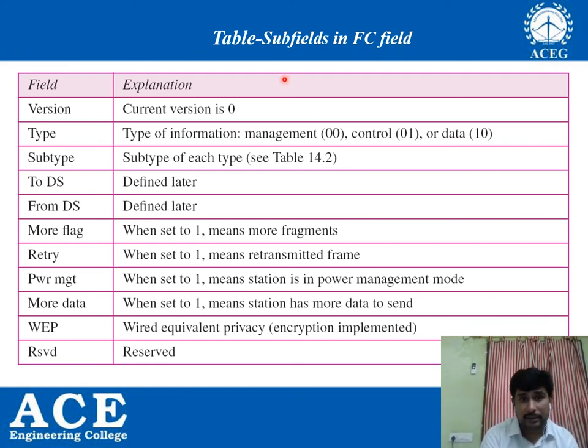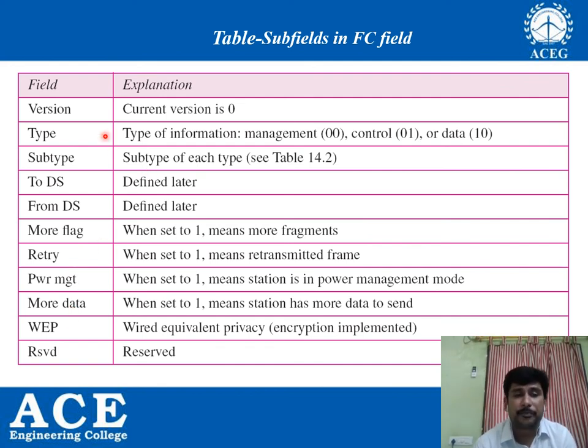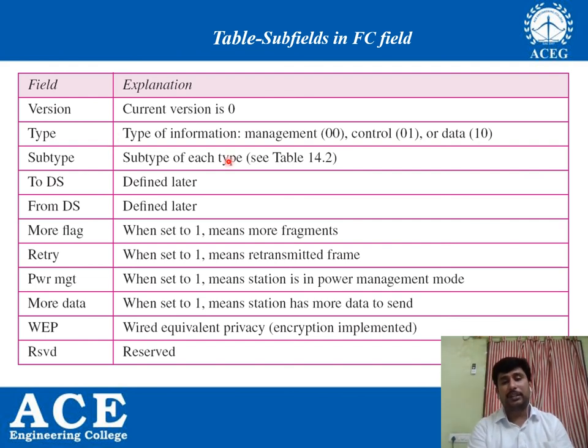So the frame control field, which is the first field of our IEEE 802.11 MAC frame, is 2 bytes long and consists of various subfields. What are the subfields of the frame control field? Version. What is the current version? It is 0. The next field is type. We have 3 types of frames. The type is 2 bits in size: if the 2 bit value is 00, it indicates a management frame. If the bits are 01, it indicates a control frame. And if the 2 bit value is 10, it indicates a data frame. The subtype we'll discuss next.